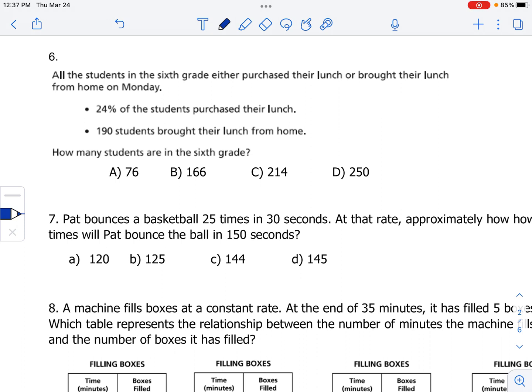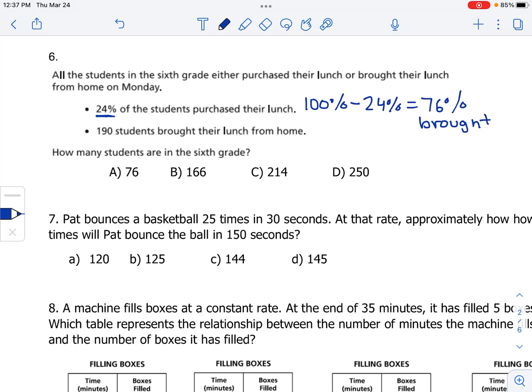All right, so we notice 24% of the students purchased their lunch. We don't know the number of students who purchased their lunch. We don't know the total number of students. So using the 24% here doesn't help us because we don't have anything to set up our proportion with. However, if we take all the students, which is 100% of the students, and subtract the 24% from it, that's going to give us 76%. And that's the percent of students who brought lunch.